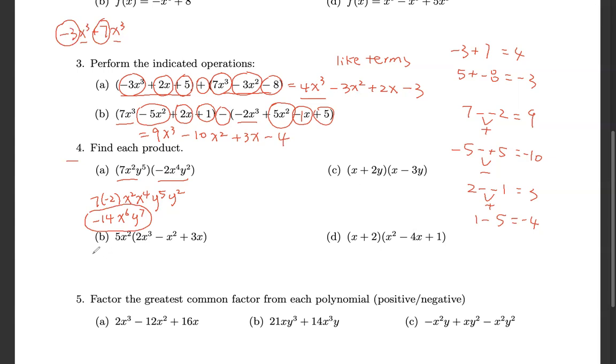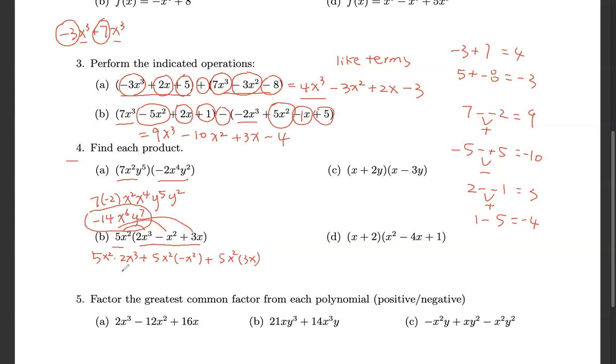Now let's see B. In B, we're multiplying a monomial with a trinomial. Right, here we have 3 terms, here's only 1 term. So what do we do? We just distribute. We multiply the monomial with everyone inside the parentheses. So let's rewrite it. We have 5x squared times 2x cubed, then plus 5x squared times -x squared, then plus 5x squared times 3x.